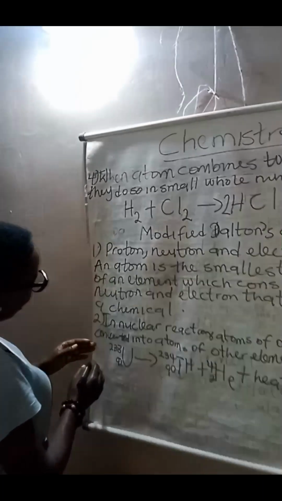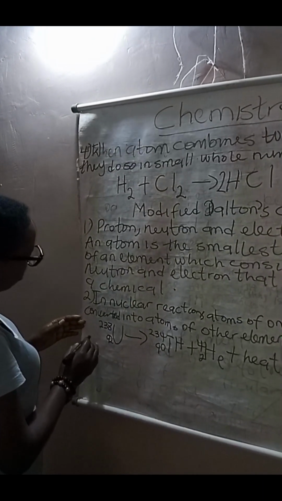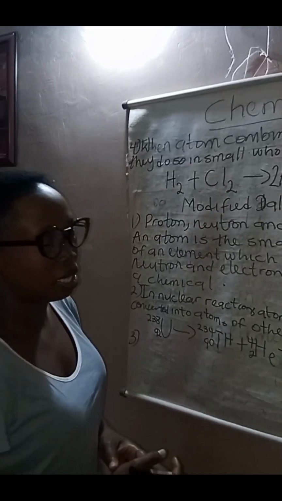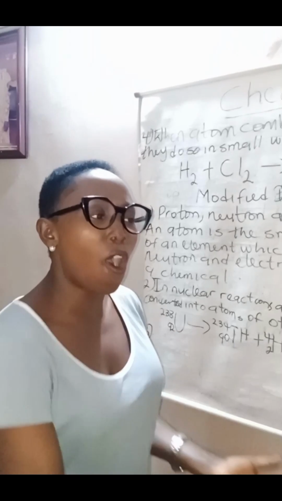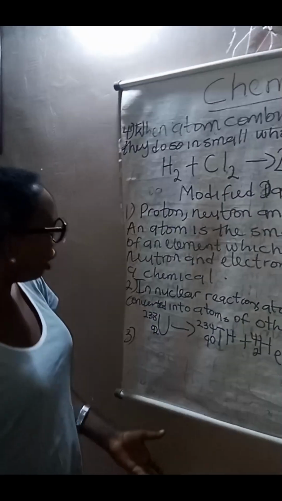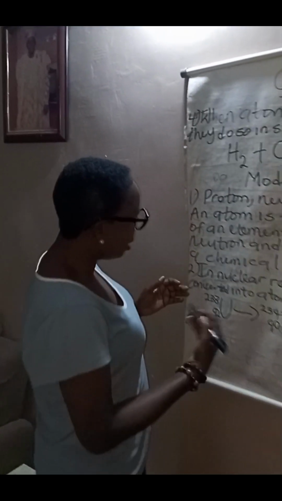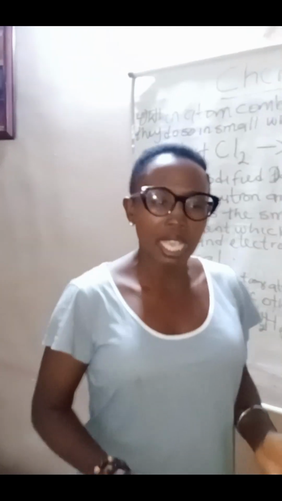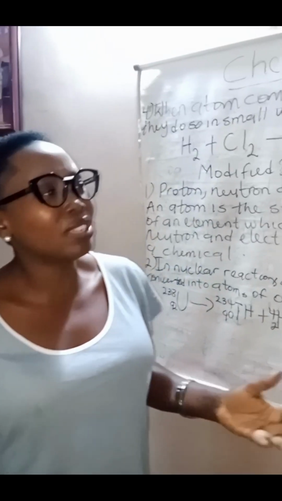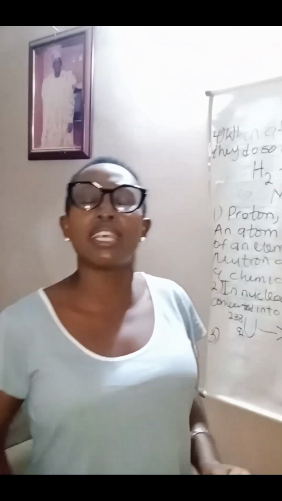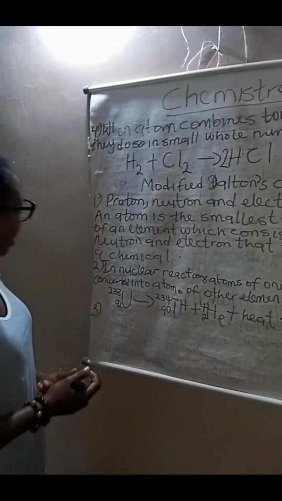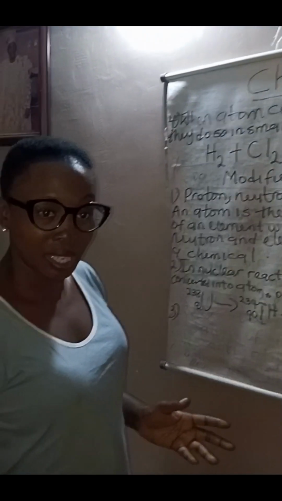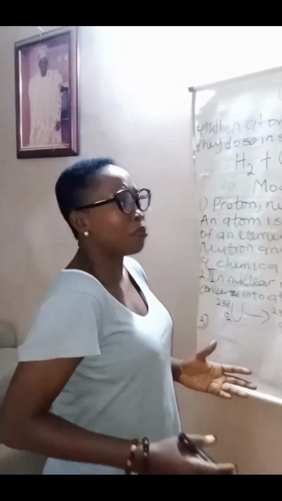Now, let's move to the next theory, where he said atoms of the same element are alike but different from all other elements. But due to isotopy, he discovered that we have the same elements that are different in their masses, but they have the same atomic number.